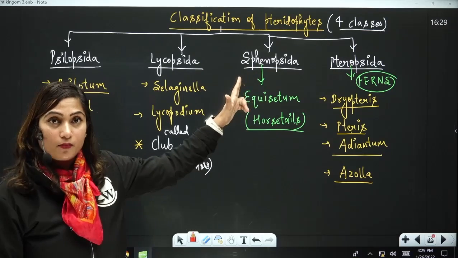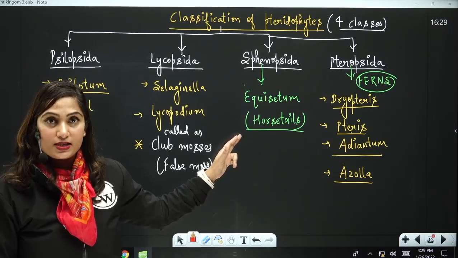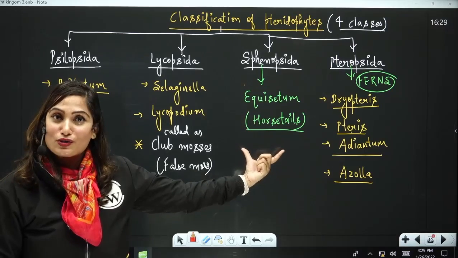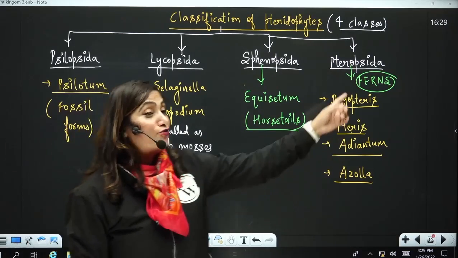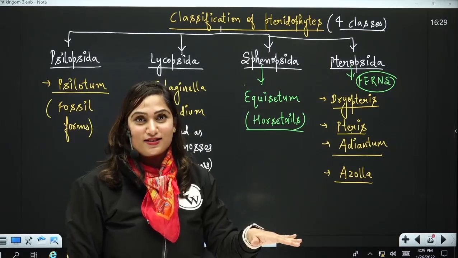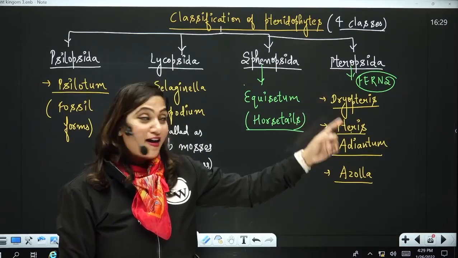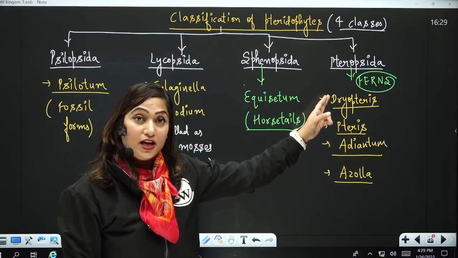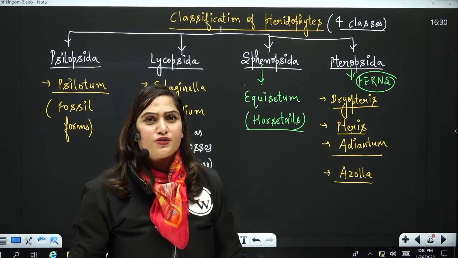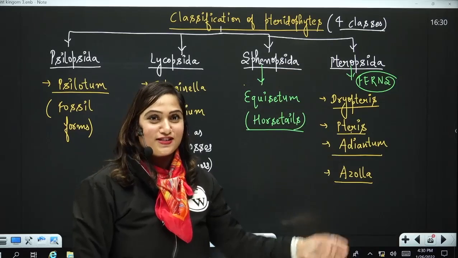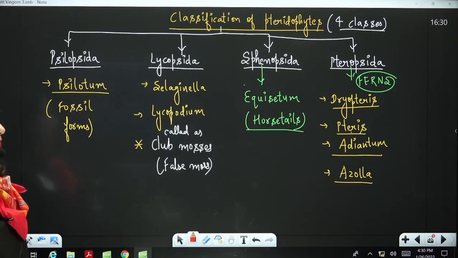Sphenopsida. The important member of the class Sphenopsida is Equisetum, and they are also called horsetails. And you know why? Because they have a horsetail-like structure. Ferns, the most advanced pteridophytes, belong to the class Pteropsida, and the members are Dryopteris, Pteris, Adiantum, Azolla. I was saying ferns. These are the ferns. Clear? So remember these 4 classes. They are important. Examples are important.